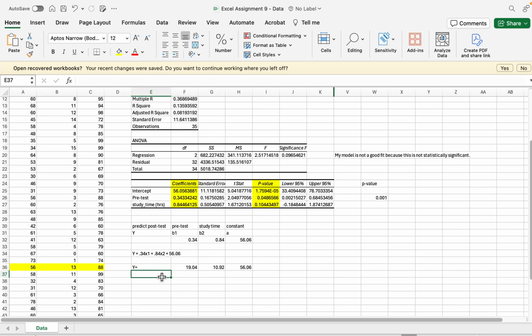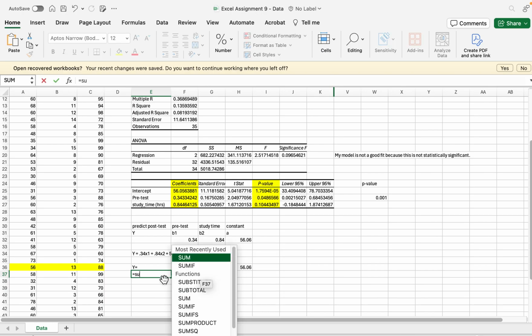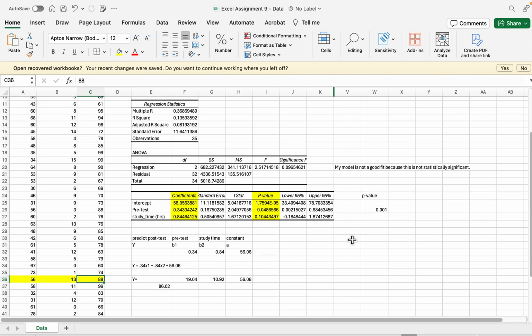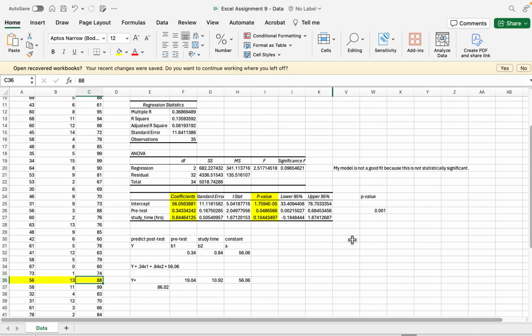So then y is equal to the sum of these three numbers, 86.02. So it actually didn't do too bad of a job of predicting that score, but you could see it's not exact. It's not very precise, so it didn't predict that well, right? So that's kind of like how the equation works.